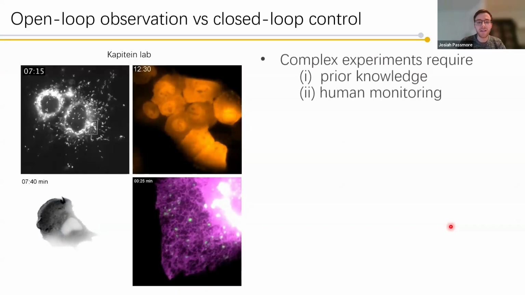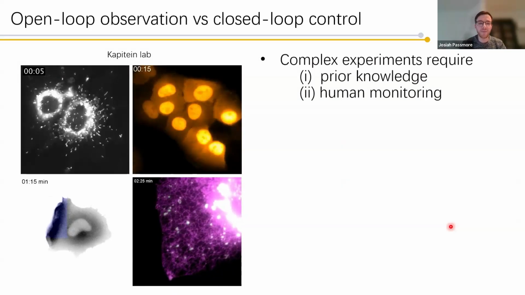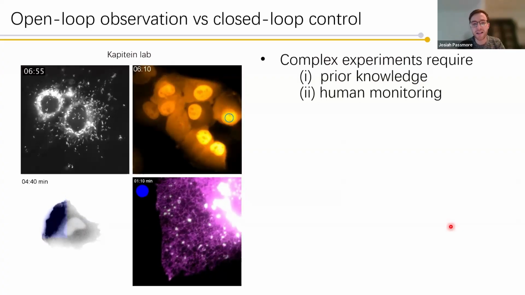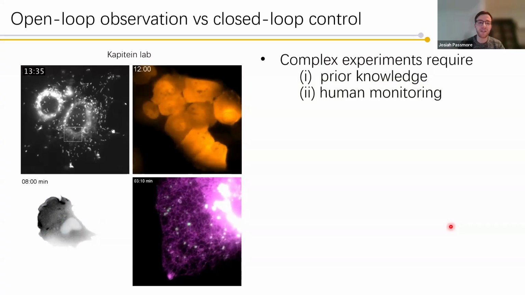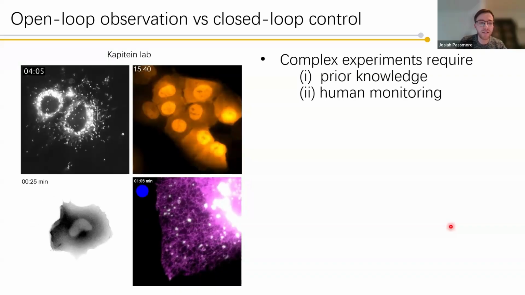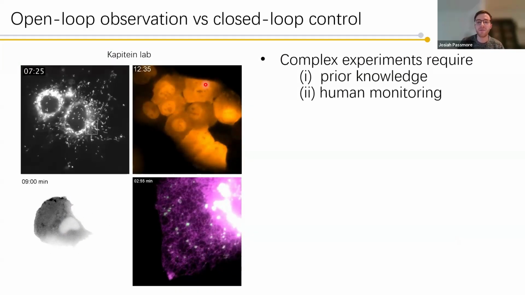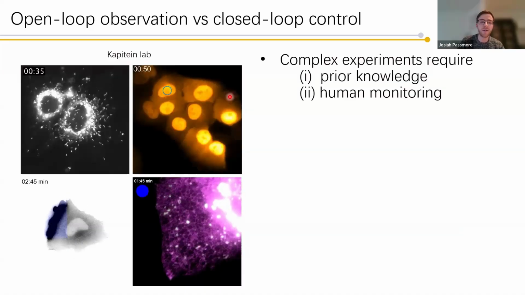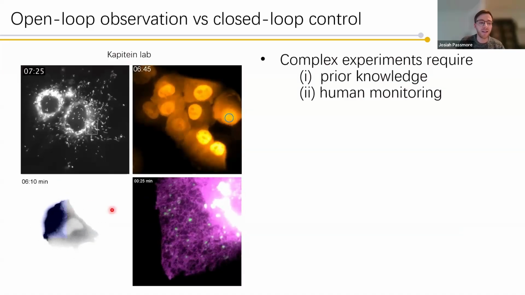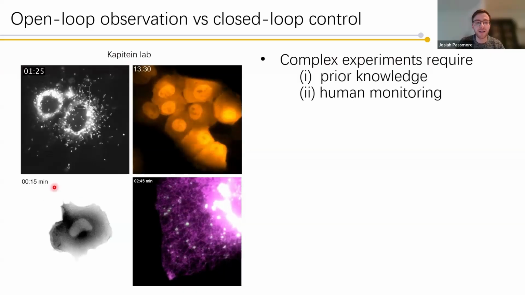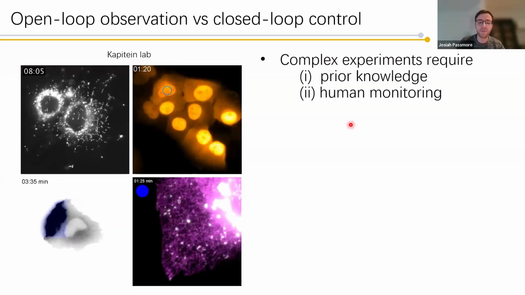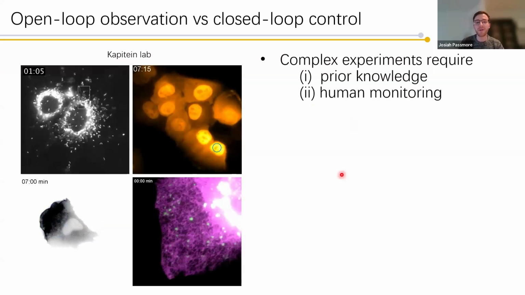But what we found was that as we try and get more and more complex in our experimental design, we need a lot of either prior knowledge of the system. So you need to know that at time point T, I want to illuminate in this specific region with this specific intensity, and you need to know that beforehand. So you need to know that your cell is going to be here in order to illuminate it here, for example. Or it requires some human monitoring, right?